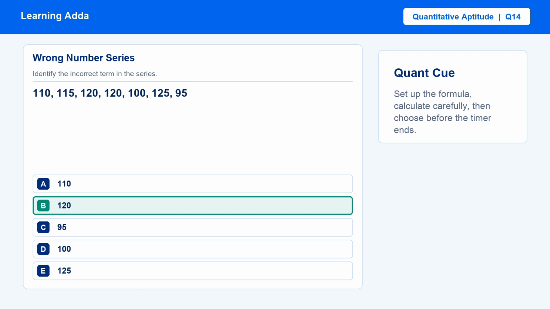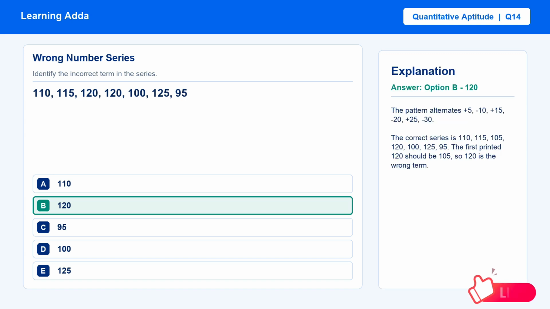The answer is option B, 120. The pattern alternates plus 5, minus 10, plus 15, minus 20, plus 25, minus 30. The correct series is 110, 115, 105, 120, 100, 125, 95. The first printed 120 should be 105, so 120 is the wrong term.